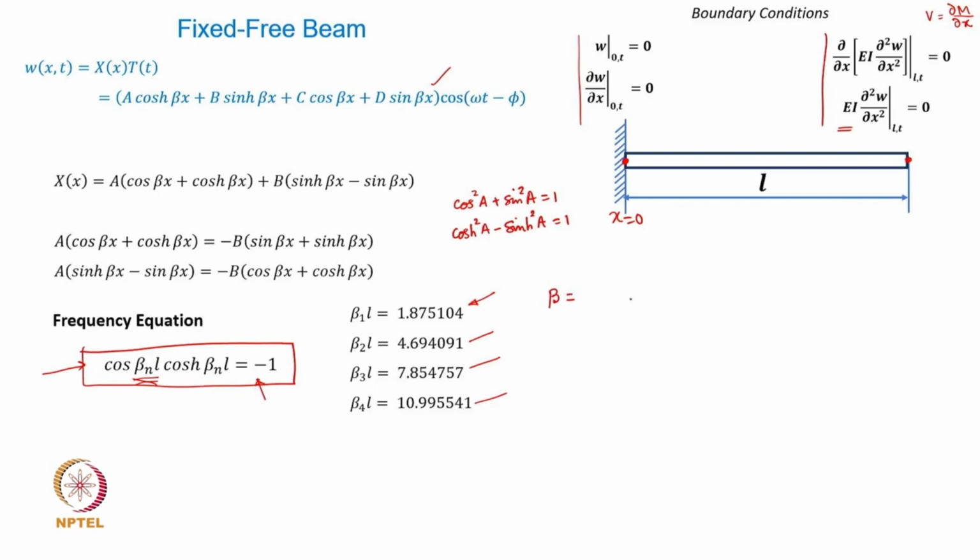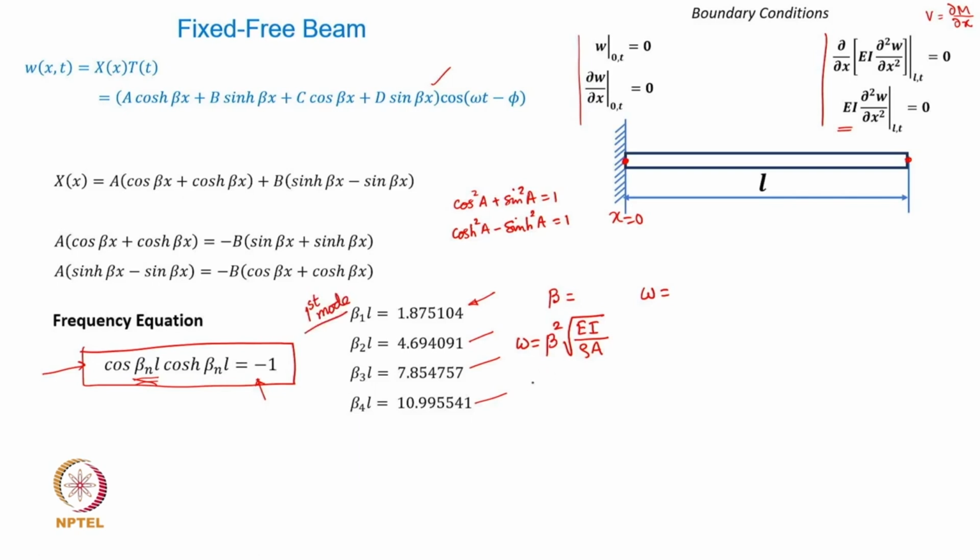So omega, the frequency equation, was beta square root of EI by rho into A, right? Whereas this beta 1L, which pertains to the first mode, so this is the first natural mode or first normal mode, is the beta 1L value that we have got.